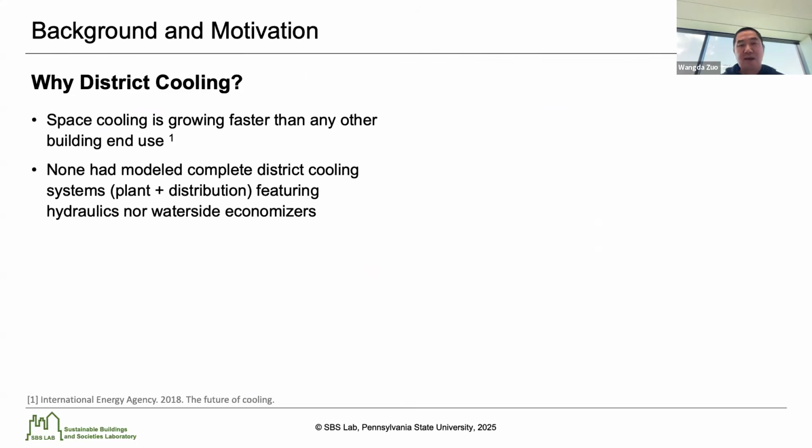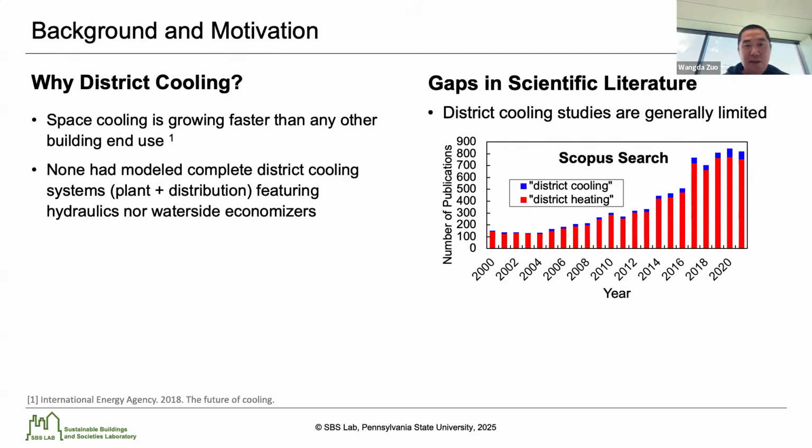There are a lot of district cooling systems already implemented in the US, but there are really no models which can cover the entire district cooling system. What I mean here is from the plant to the distribution network and to the buildings. So in terms of research, it's also very interesting.